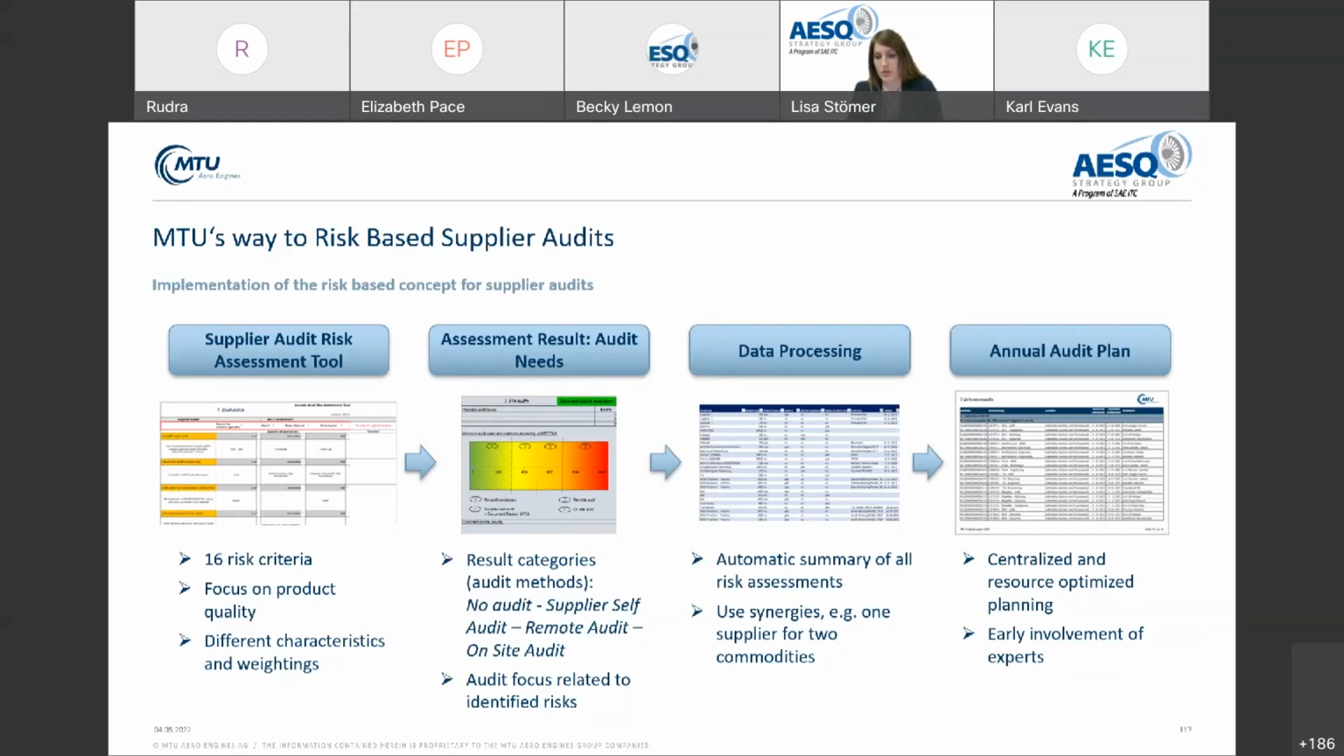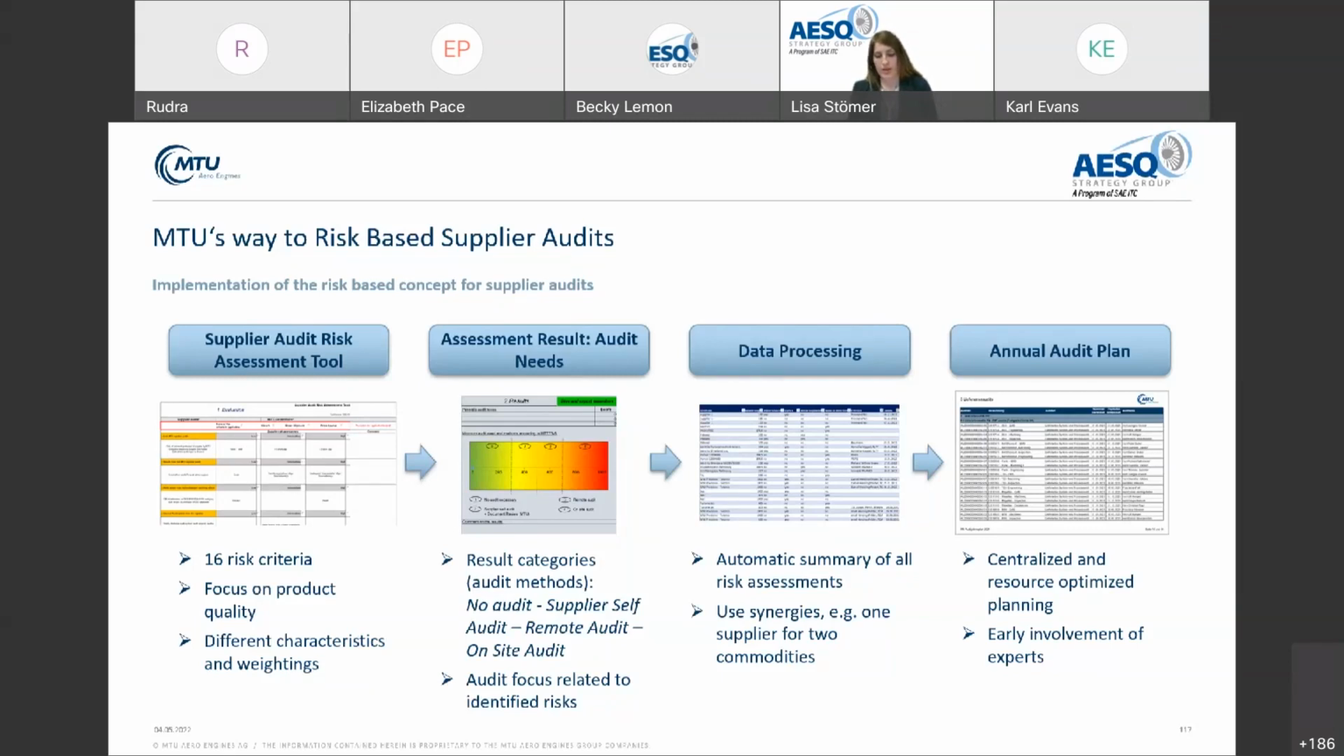are all focusing on product quality. We have different characteristics and also weightings for these criteria. And we also defined 2 knockout criteria. This means when these criteria are met, this directly results in an audit need. So the assessment result is then a recommendation for an audit method.